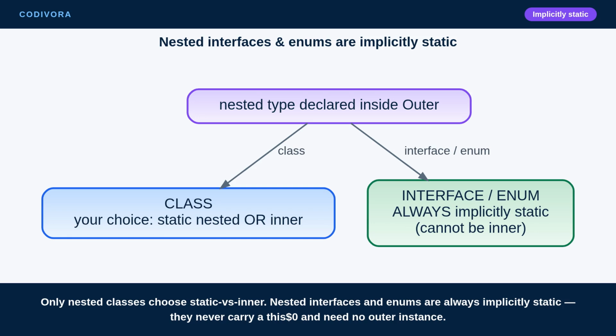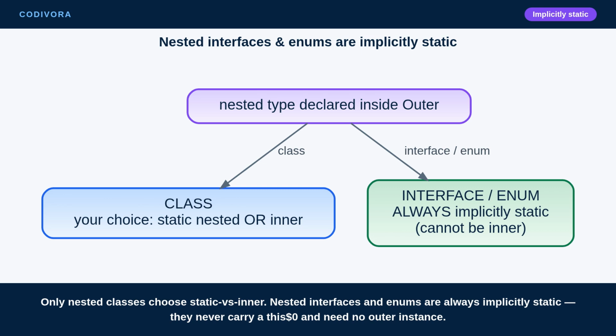A quick surprise, given all this static versus inner talk. Only nested classes get to choose. A nested interface and a nested enum are always implicitly static, whether you write the keyword or not, and you cannot make them inner. Why?